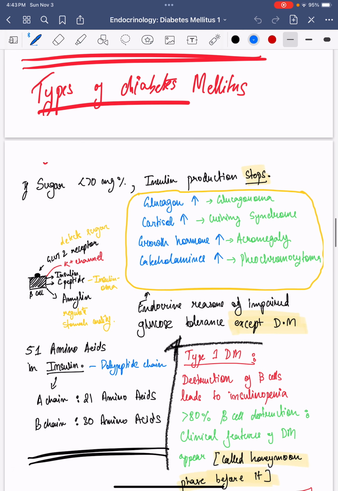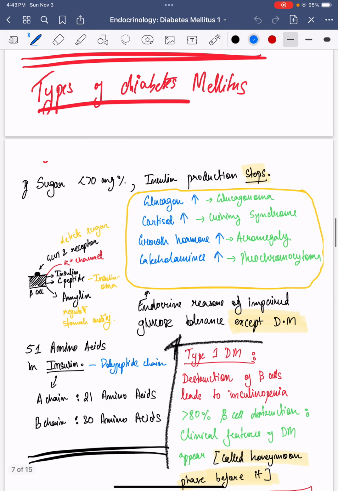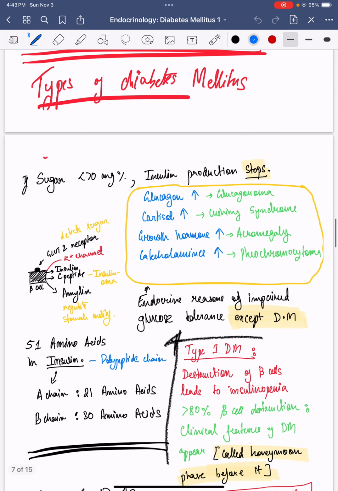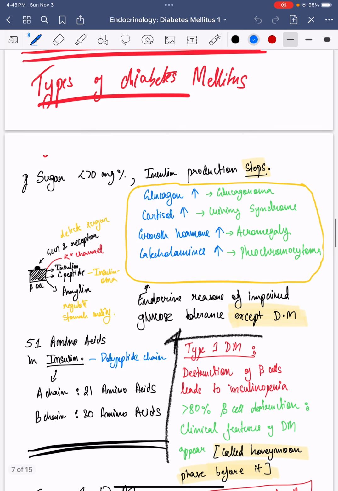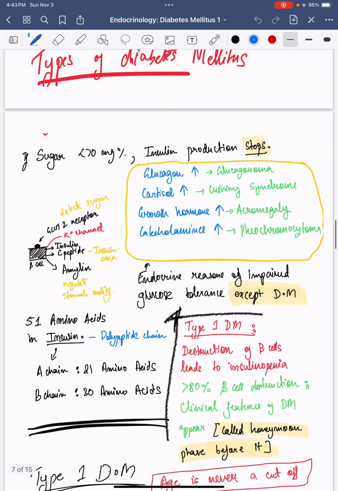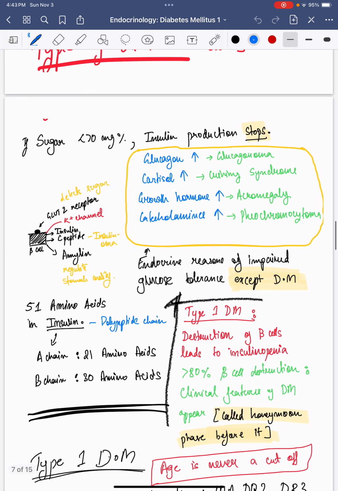So what are the types of diabetes mellitus? First let's see how diabetes mellitus works. If sugar is less than 70 milligram percent, our body will stop insulin production. And there are some hormones like glucagon, cortisol, growth hormone, and catecholamine which will increase, so they will lead to an increase in glucose in our blood.